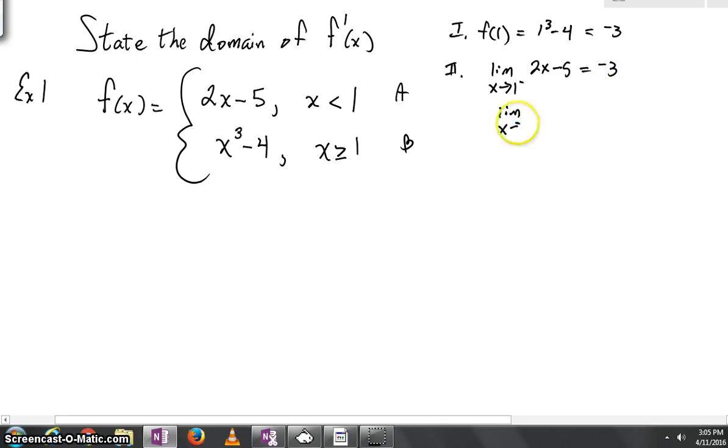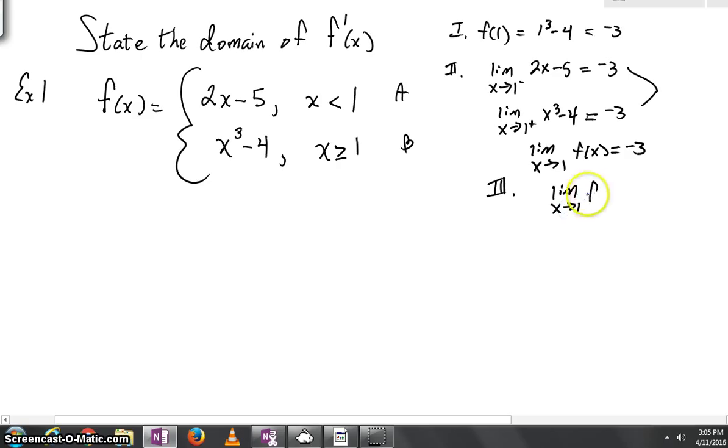Oh, would you look at that? From the right side, we already know what's about to happen. We just plug that into the function. Hey, we've got agreement. The limit as x approaches 1 of this function is equal to negative 3. My left side and my right side are in agreement. Does that mean I have continuity? Well, not until I check number 3. Does my limit equal my function value? Yes. We're continuous at x equals 1.